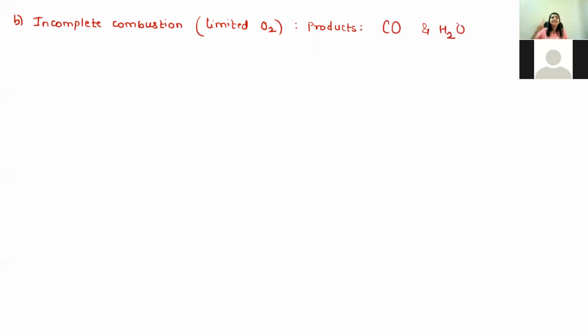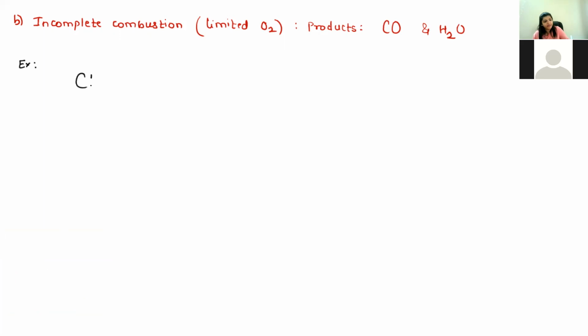So the difference is in the formation of product, and also in the release of heat energy. In complete combustion, the heat energy evolved is much higher, whereas in incomplete or partial combustion, the release of heat energy is going to be less. So let's take an example.